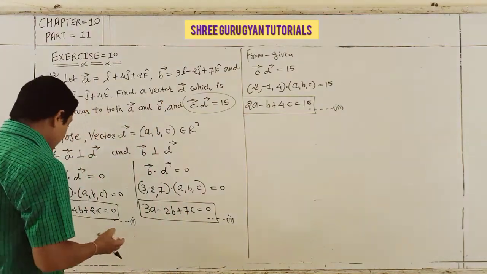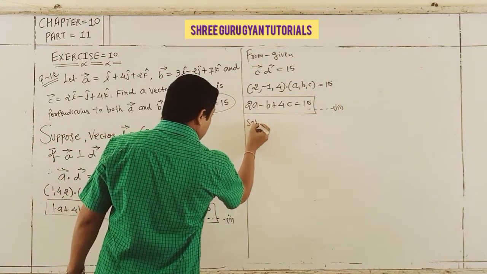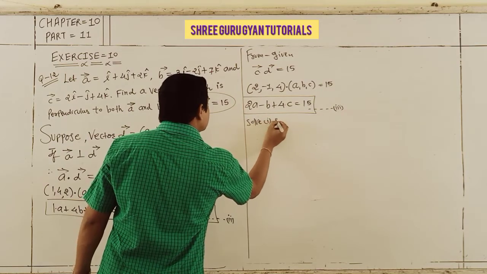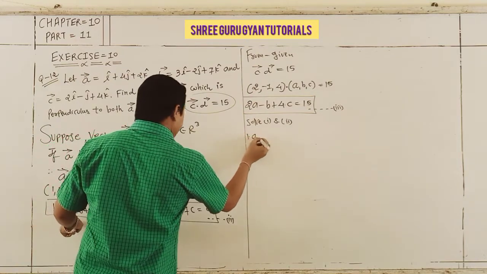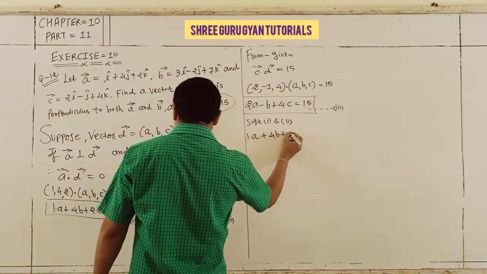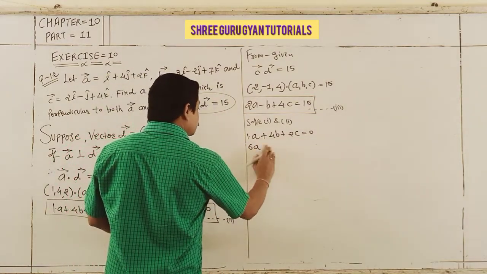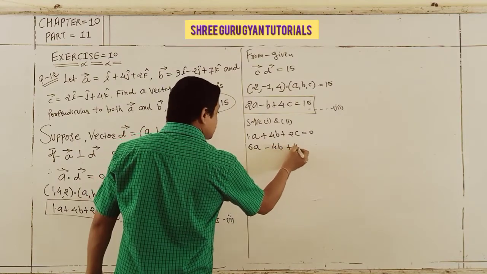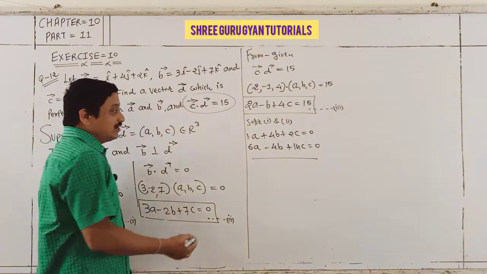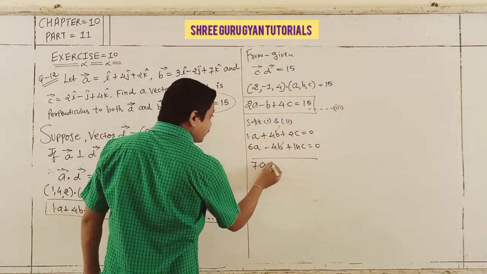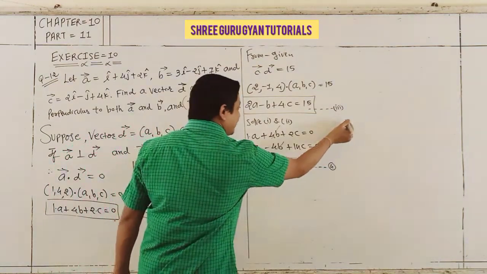I will first operate here. This b is removed, here multiply by 2. So solve 1 and 2, you calculate so that b is removed. So here multiply by 2: 1a plus 4b plus 2c, and that multiplied by 2, gives 6a minus 2 times 4b, 7 times 2 is 14, that is 0. So it will get 4c, 4c cancel, 7a plus 16c equals 0. Statement number 4.